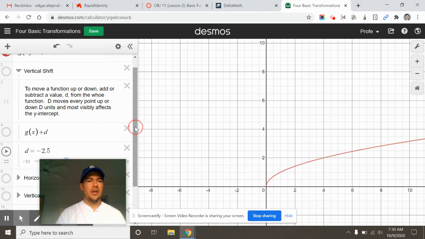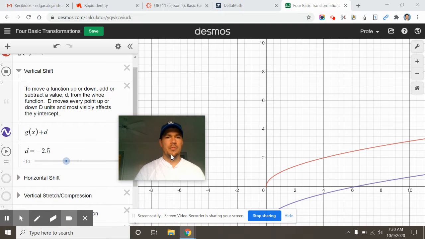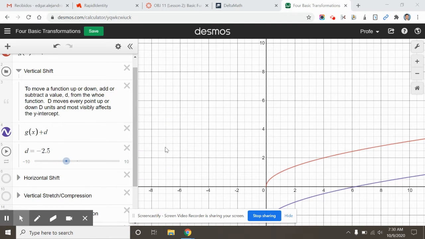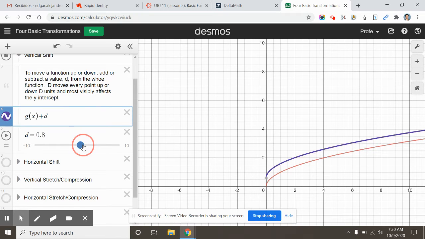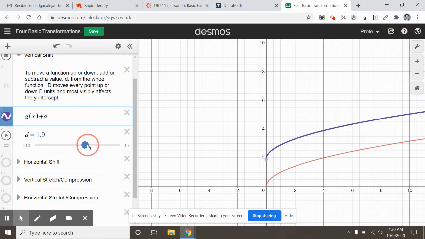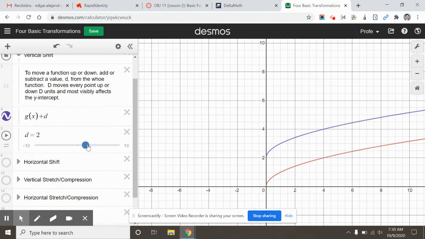So to create a vertical shift, all I have to do is add or subtract a value to the entire function. For example, here I'm adding or subtracting 0, so it's the same function. But if I were to add 2 to this function, the function would move up 2 units.